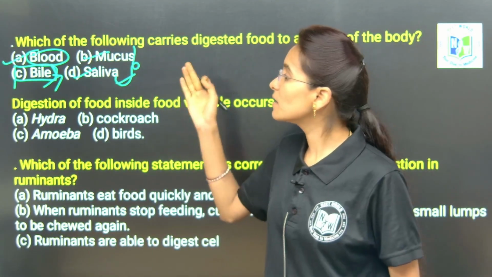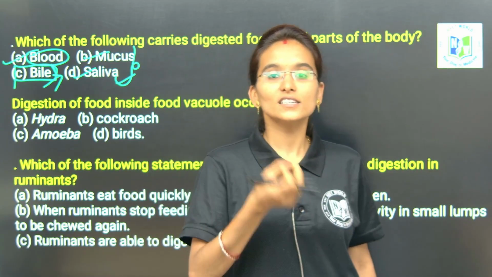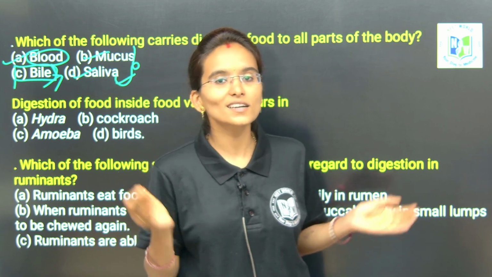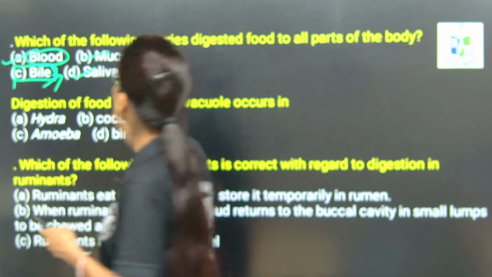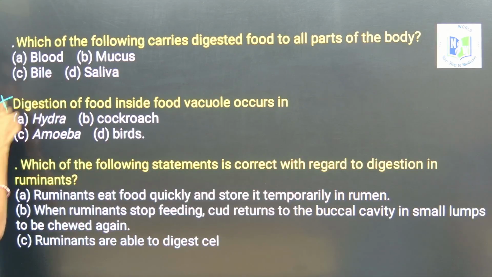So, the blood is the main stream through which the digested nutrients are going to be circulated and transported to the entire body, my dear students. And next one, look into the next question here.